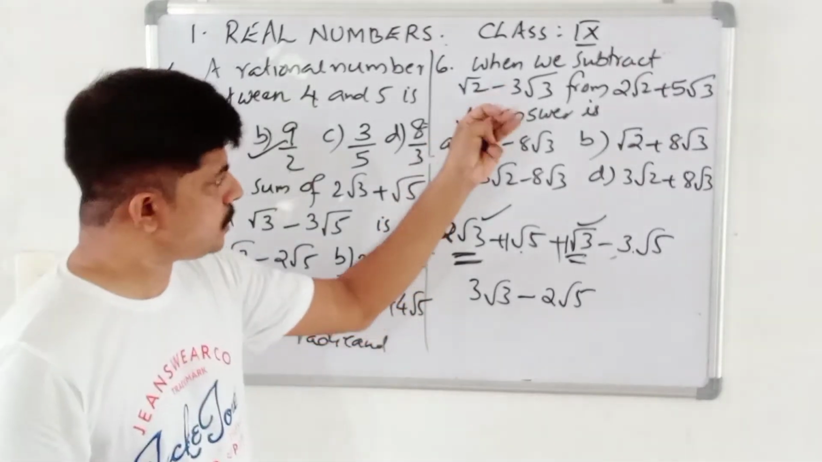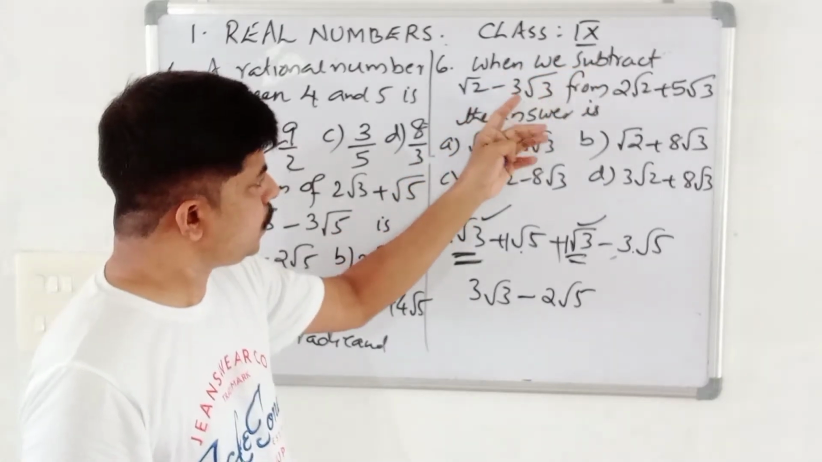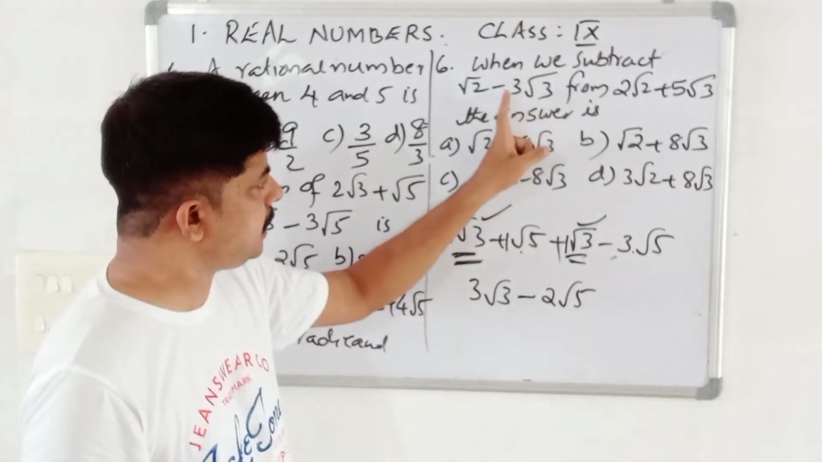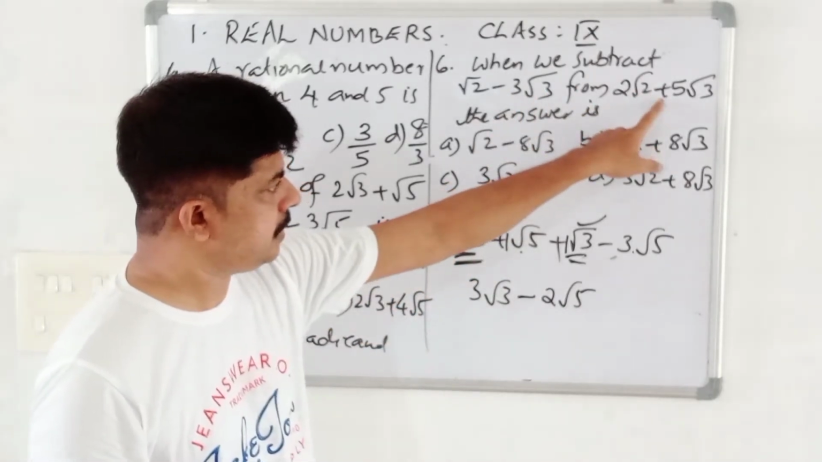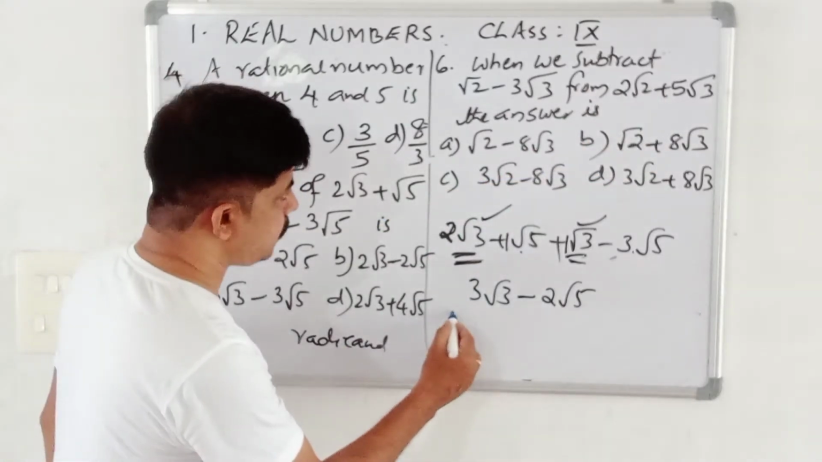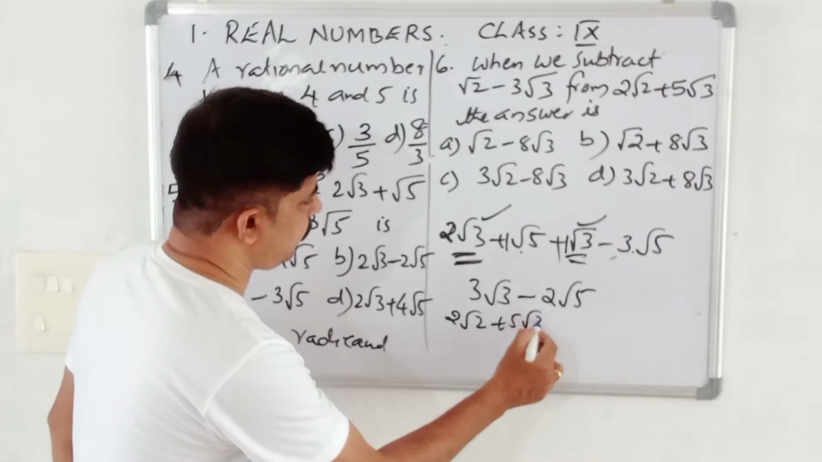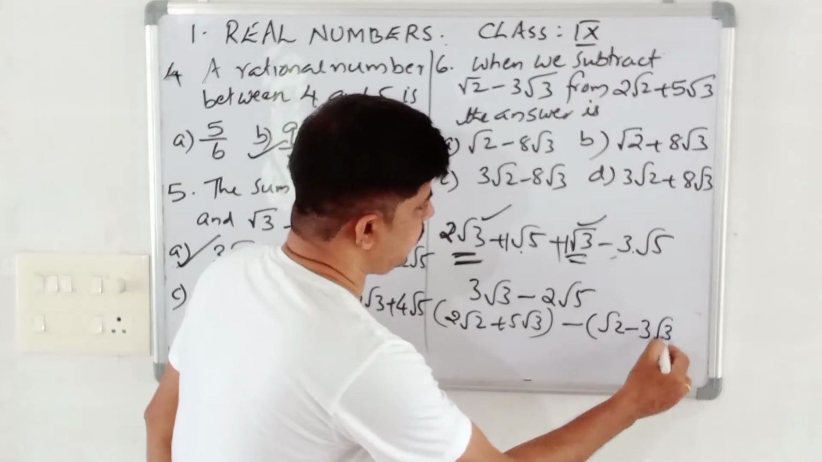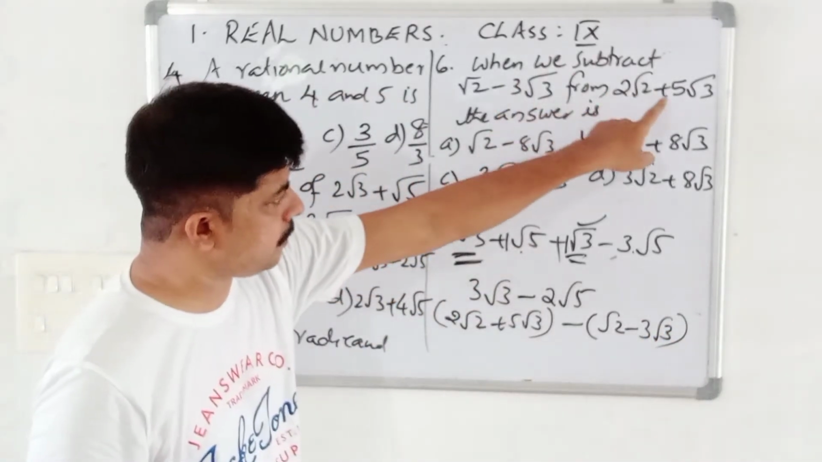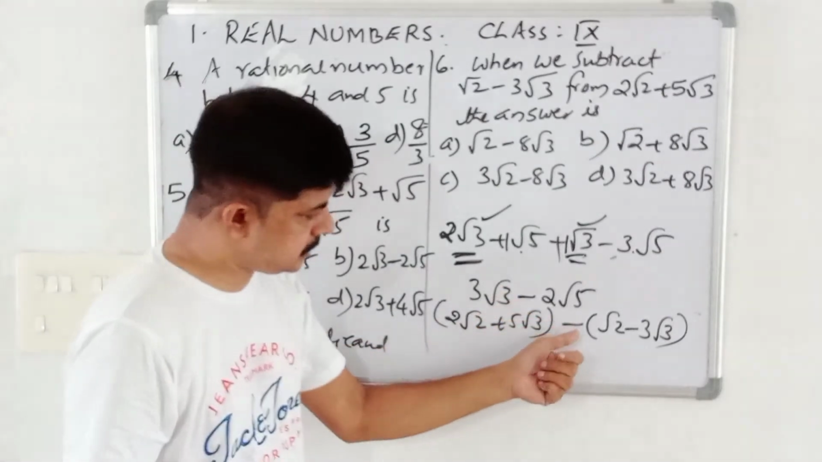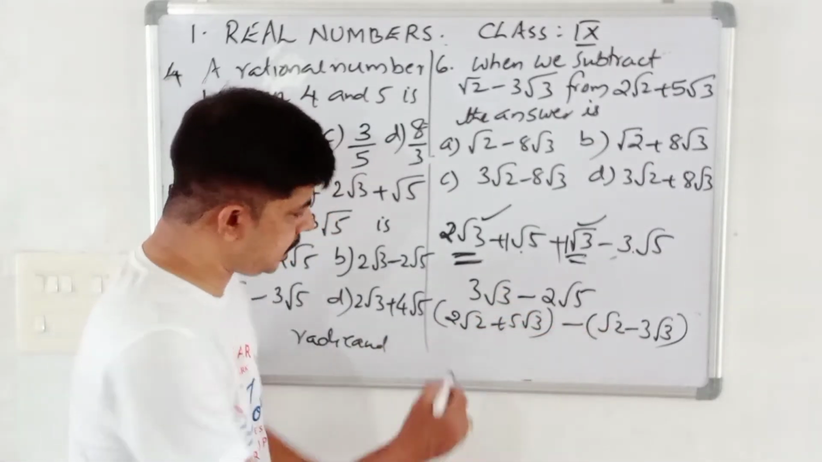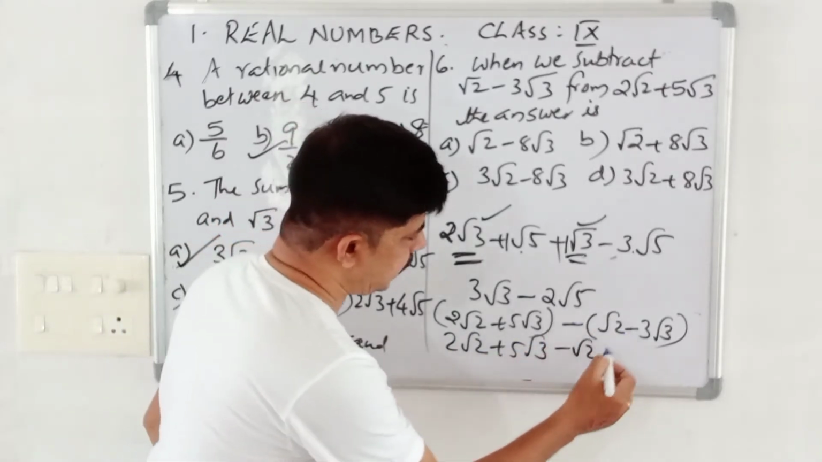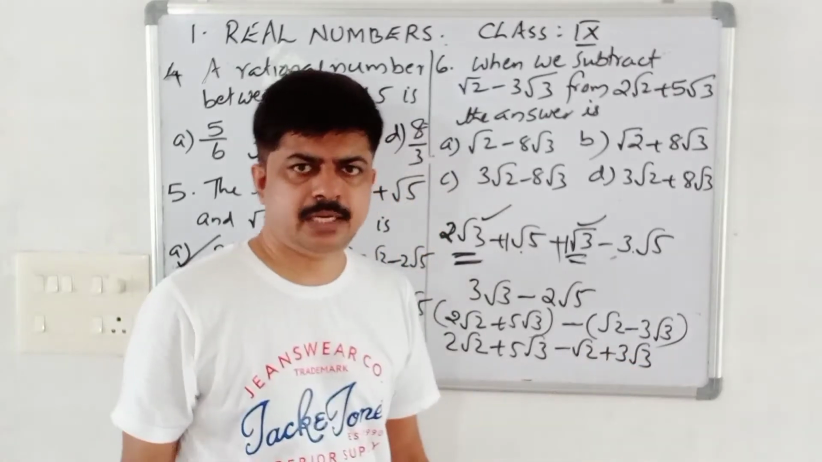Move on to the next question. When we subtract root 2 minus 3 root 3 from 2 root 2 plus 5 root 3, what is the answer? We have to subtract this expression from this expression. First we write 2 root 2 plus 5 root 3 minus, in brackets, root 2 minus 3 root 3. Generally this is a binomial. We need to open the bracket and change the sign. 2 root 2 plus 5 root 3 minus root 2, negative becomes positive.